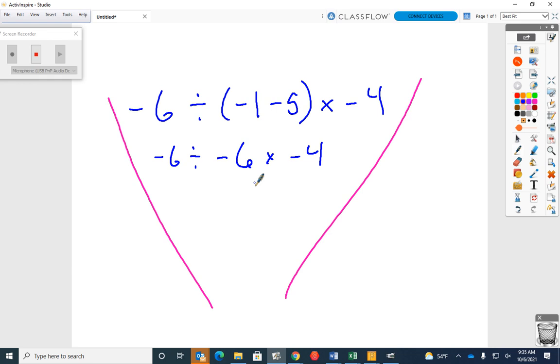Negative divided by negative is a what? Positive. What's 6 divided by 6? 1. So what is this? 1 times what? Negative 4. Well, now, what do I have here? I have a positive times a negative, so I know my answer is going to be what? Negative. And what's 1 times 4? Negative 4. Okay?